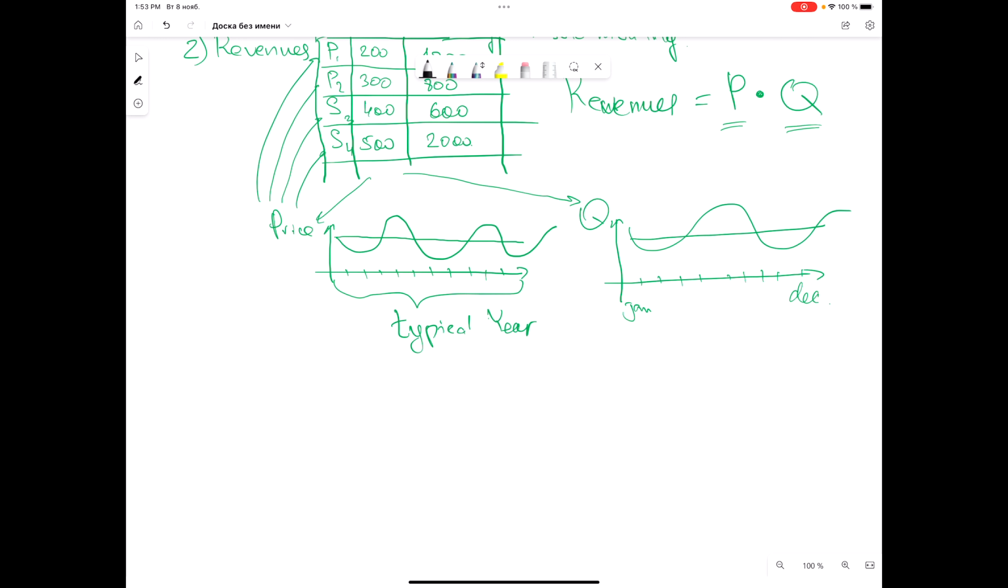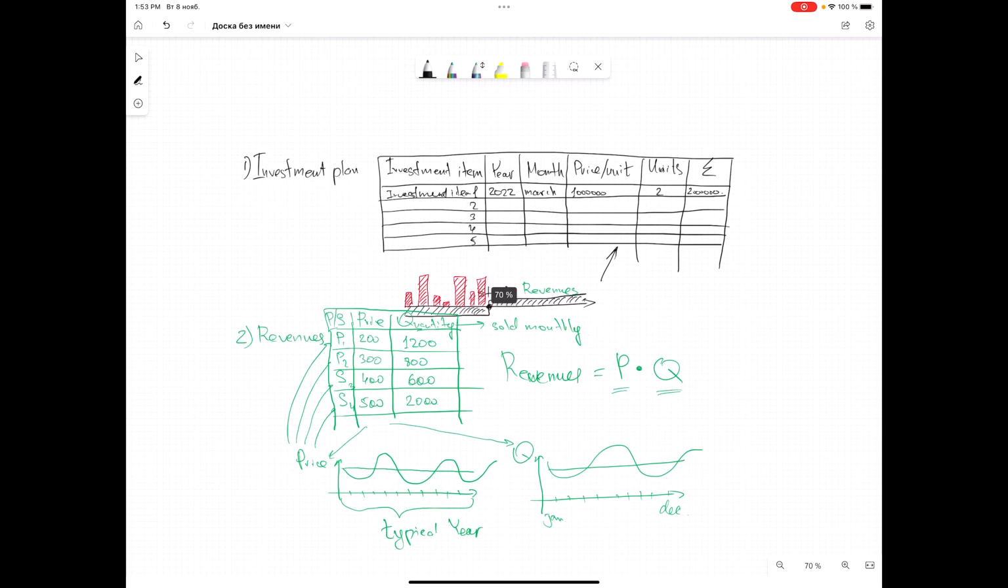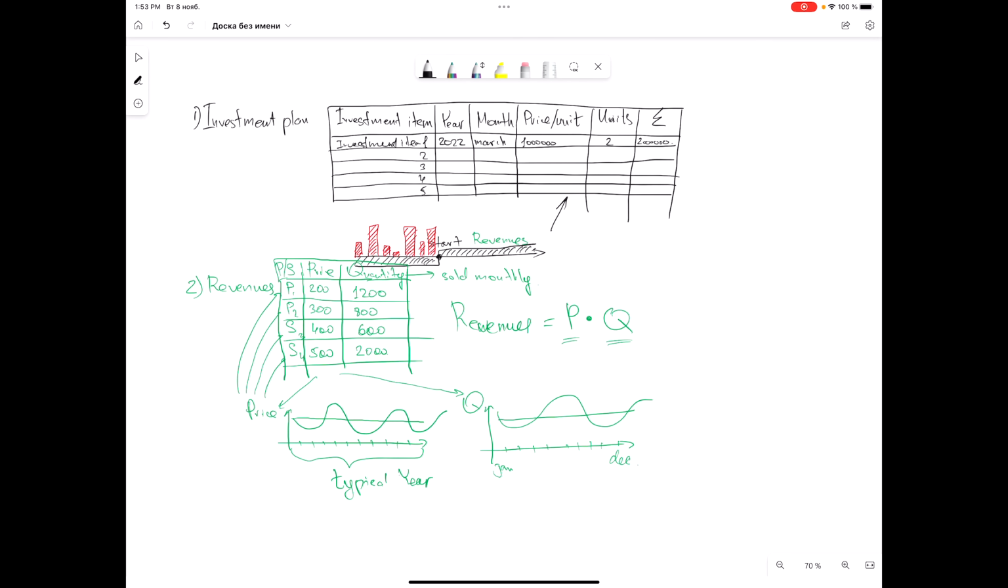Today we will continue talking about the information that you need to build your business plan or financial model if you have some business idea. In previous videos we were talking about the investment plan, what information you need for the investment stage expenses. Then we were talking about revenues, about pricing, quantity, and what components form the revenues.